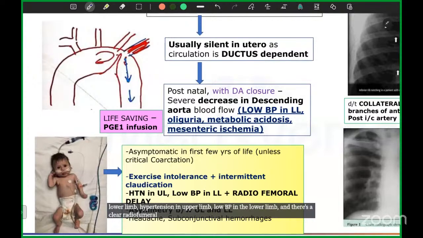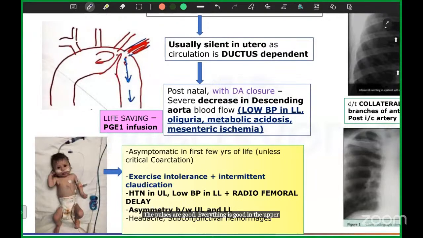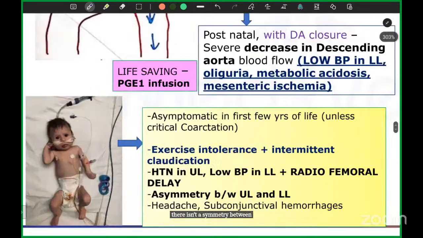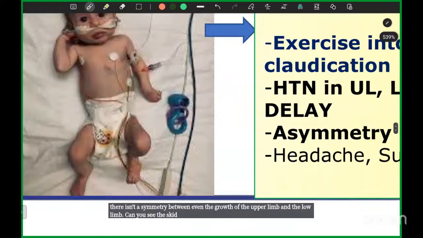Again, a no-brainer. The upper limb is receiving blood, the pulses are good, everything is good in the upper limb, almost nothing is coming in the lower limb in case of critical coarctation. There is an asymmetry between even the growth of the upper limb and the lower limb. Can you see this kid? See the lower limbs of this kid, see the upper limbs of this kid.